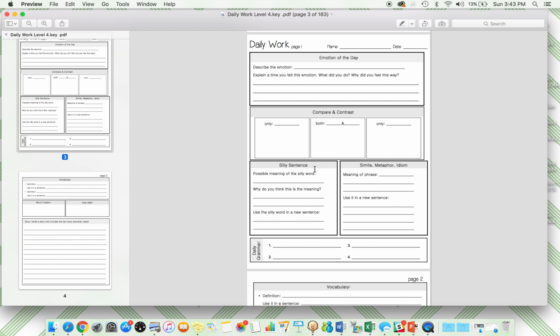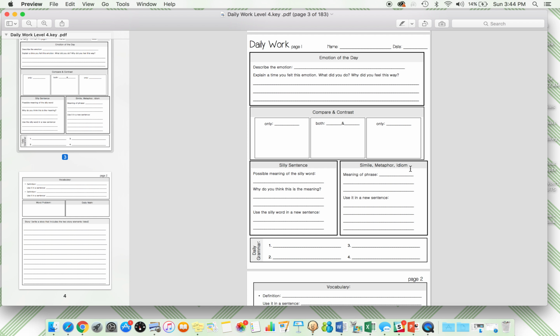And then this section I love. I'll show you the examples in a second. The silly sentence section looks at inferencing skills. So there's a sentence with a nonsense word. They need to infer based on the context clues of that sentence what the nonsense word could mean, why you think that, and then use the nonsense word in a new sentence. So it really takes inferencing beyond just using context clues, but then applying those context clues to your own sentence. So super great practice here.